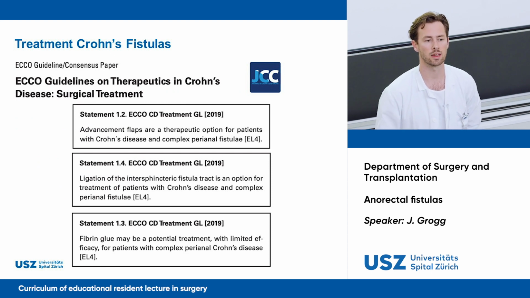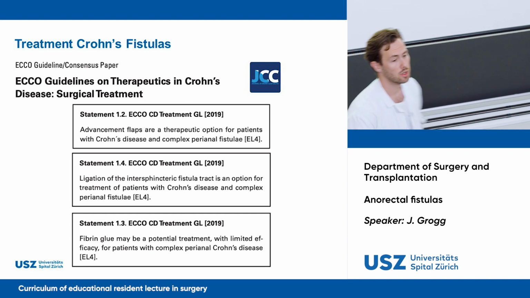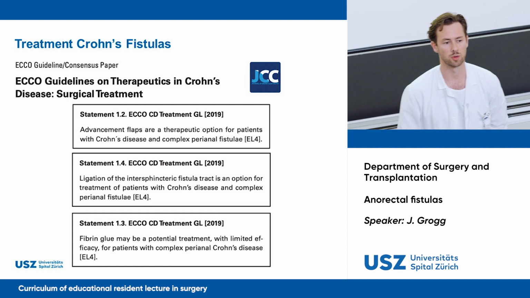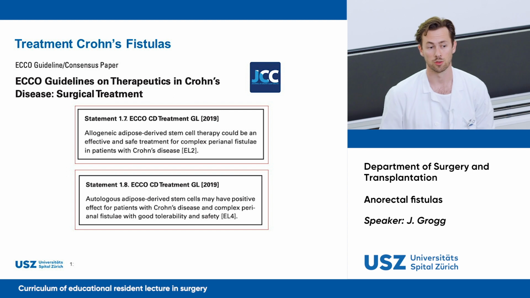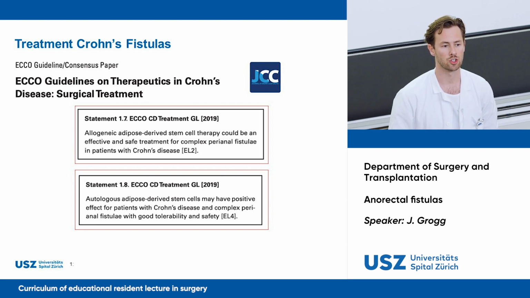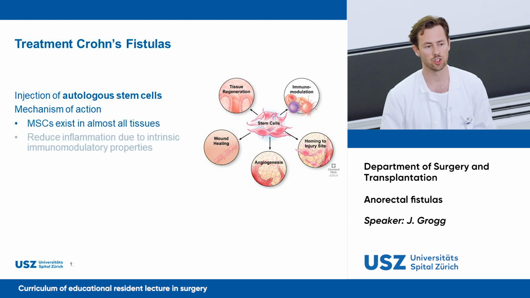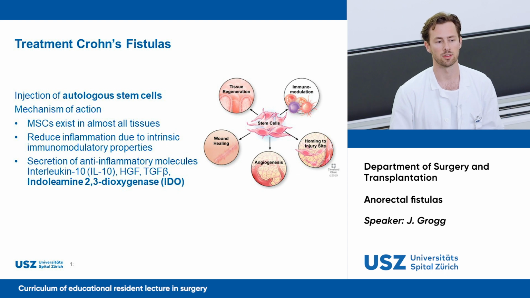So here I switch to the ECCO guidelines on therapy of Crohn's disease. Up above, the first two points are again the two sphincter-sparing procedures, the flap and the LIFT procedure, that are recommended in Crohn's disease. The authors also state that the fibrin glue may be a potential treatment for those patients, although of course also for Crohn's disease patients with limited efficiency. But there's a newer promising treatment, as I stated in the introduction: the adipose-derived stem cell therapy with injection of the stem cells. Real quick on the basic science. Those stem cells, which exist in almost all tissues, reduce inflammation due to intrinsic immunomodulatory properties by secreting anti-inflammatory molecules.